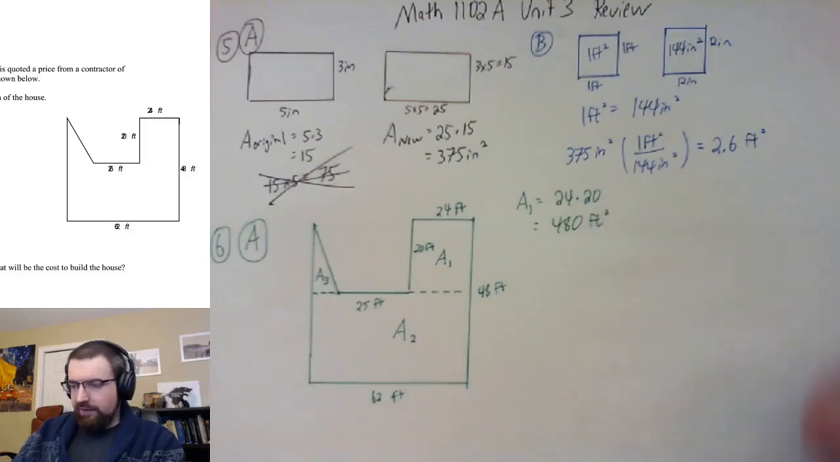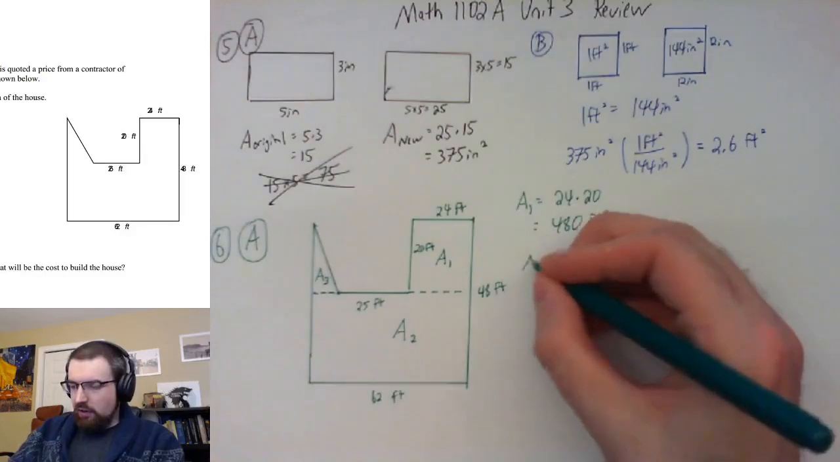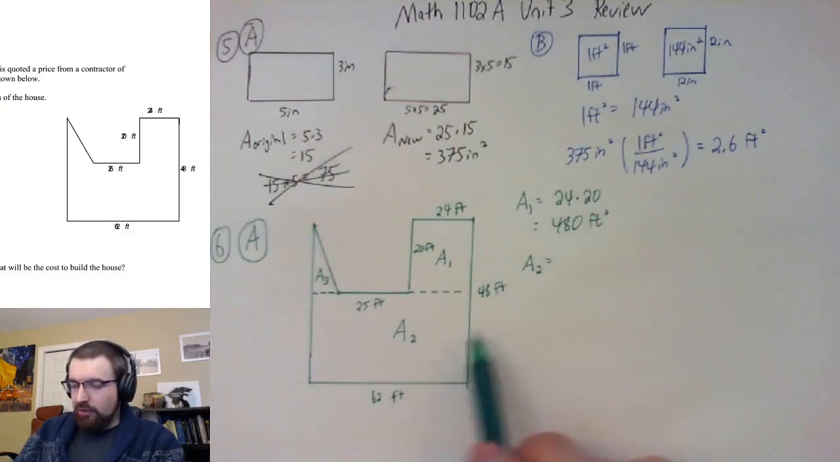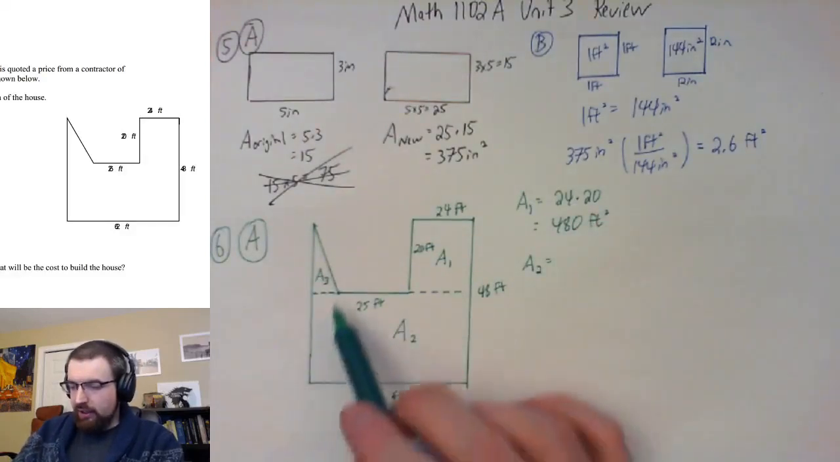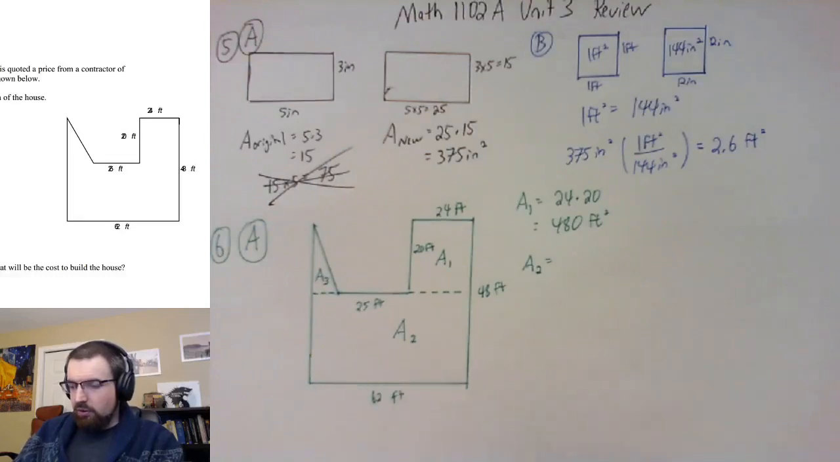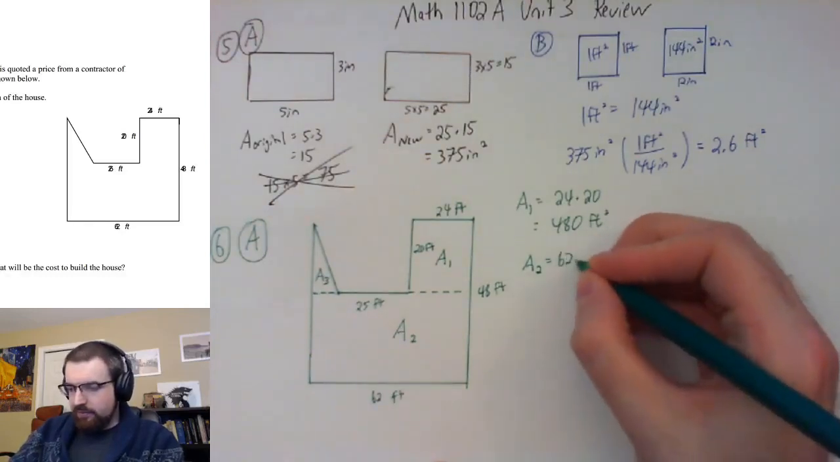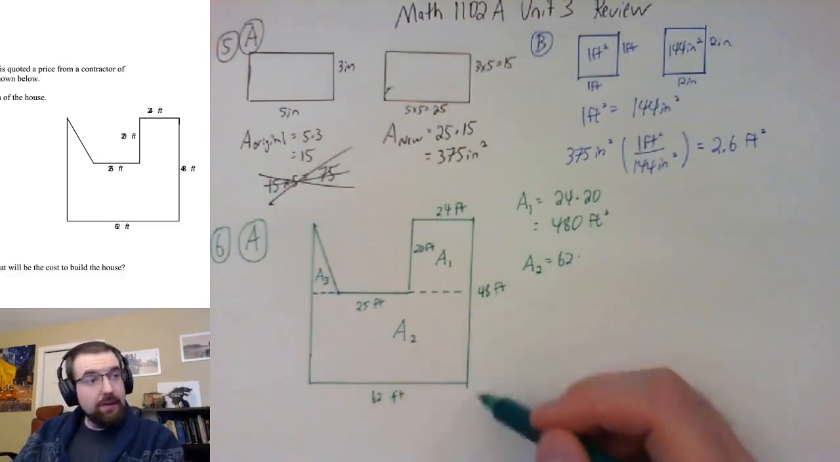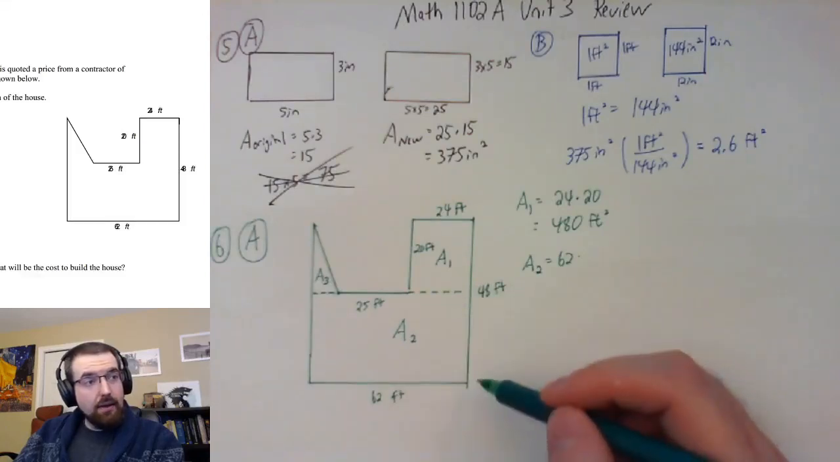480 square feet. Okay? Area 2. Area 2 is relatively easy as well. It's this area over here, right? It's 62 across the bottom. But what is it down this side? How can we find that?